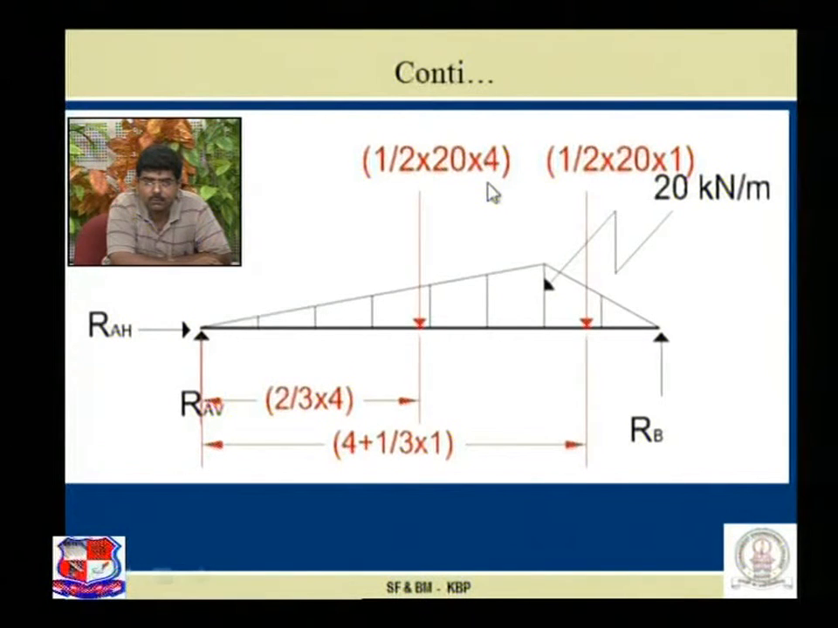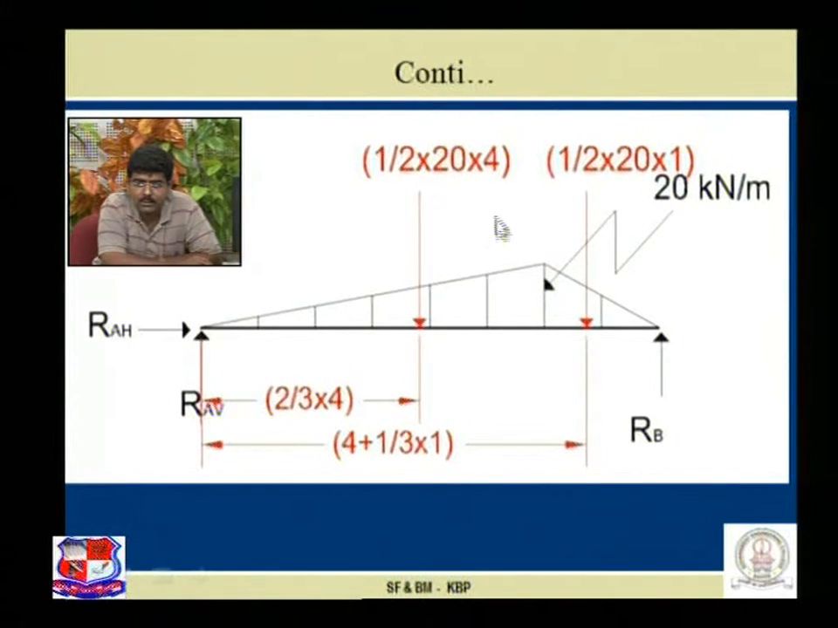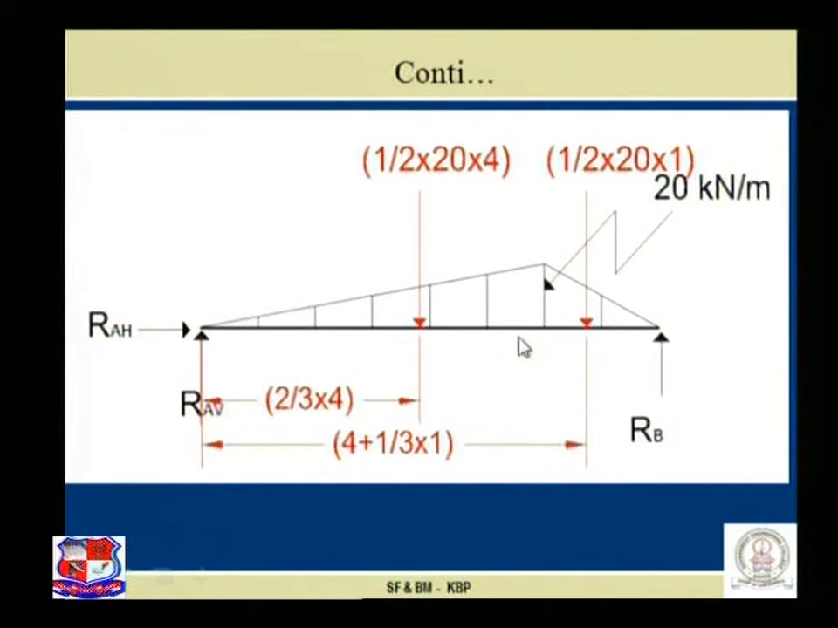half into 20 into 4. This 20 is the ordinate, so this is nothing but the area of triangle. Half into 20 into 4, which will act at the CG. The CG distance is 2/4. The other small triangle, the load is half into 20 into 1, that is the area of triangle. Distance from A is 4 plus 1/3 into 1. Now with this figure, let us go for finding out the support reaction.